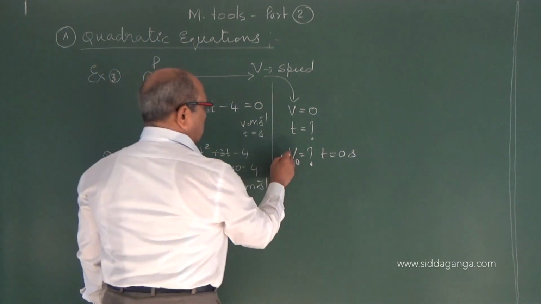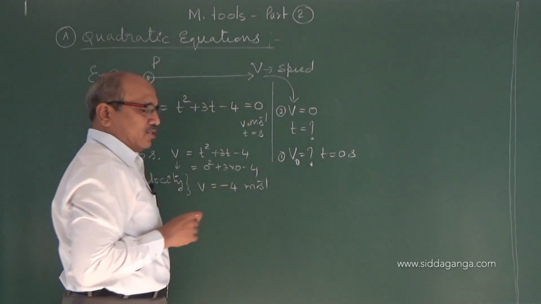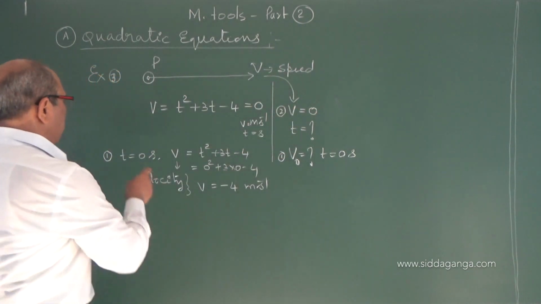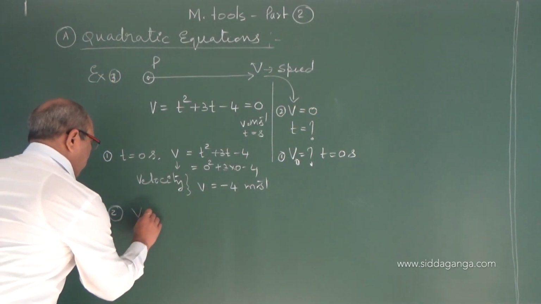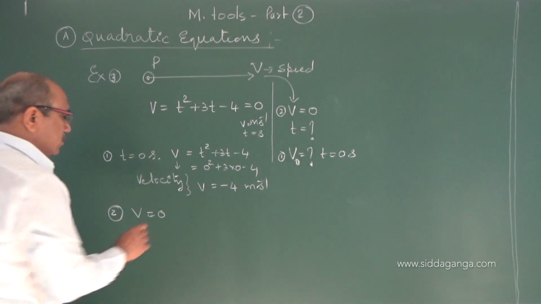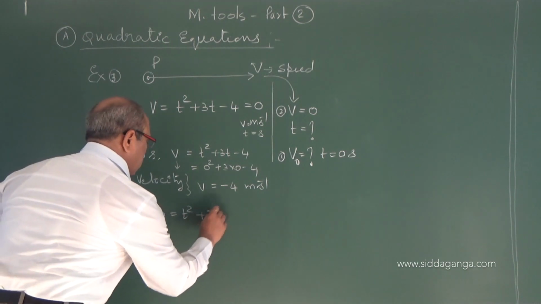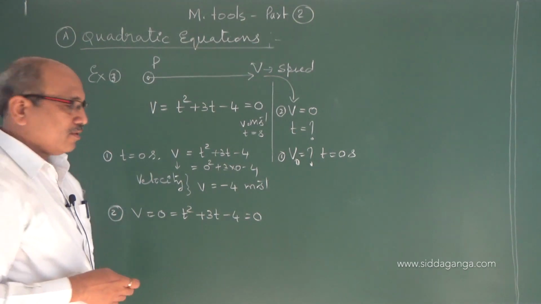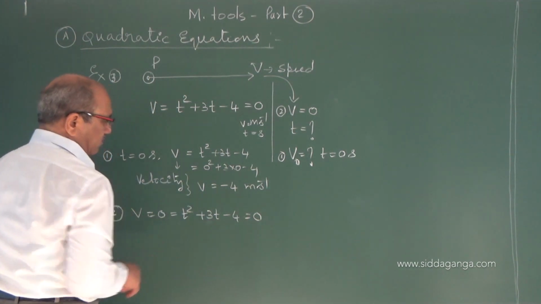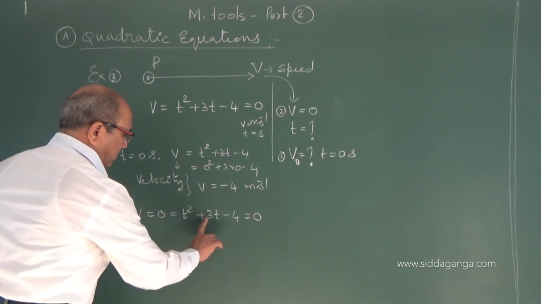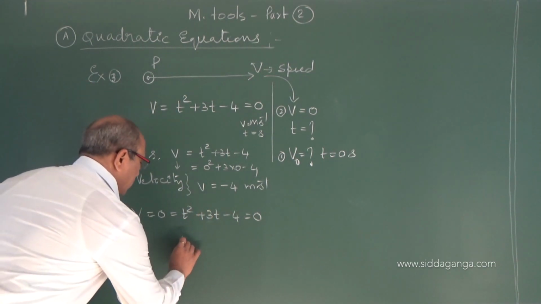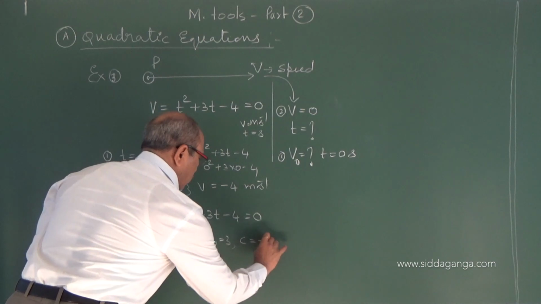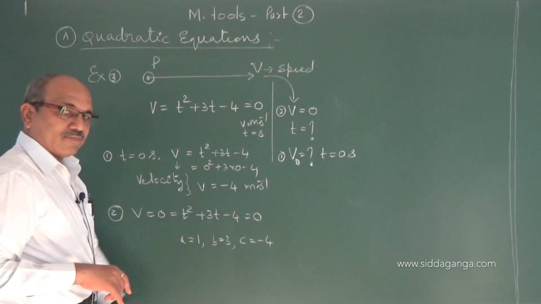But the second question, this is the first question we took. The second part: at what time does the speed become 0? That means we have to take v equal to 0. That equation can be written as t square plus 3t minus 4 equal to 0. Any method you can apply. Here also you can understand with the form x square plus bx plus c, where a is equal to 1, b is equal to 3 and c equal to minus 4.